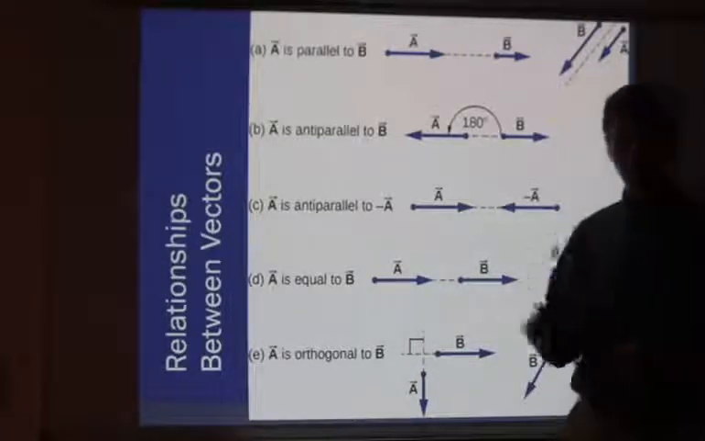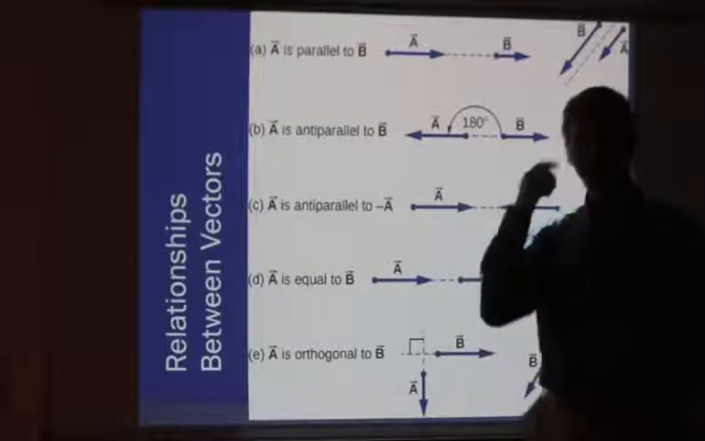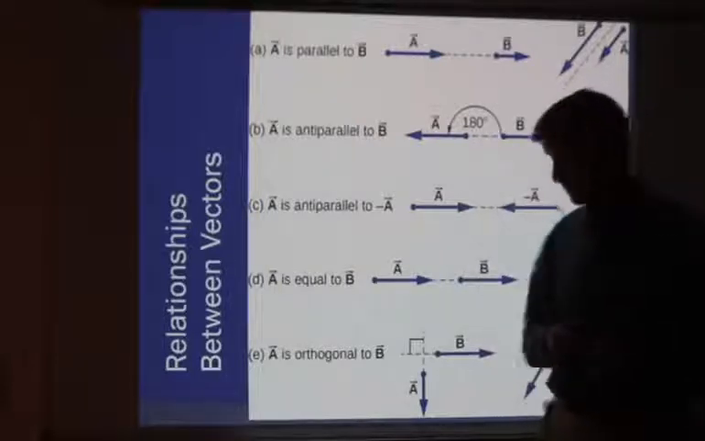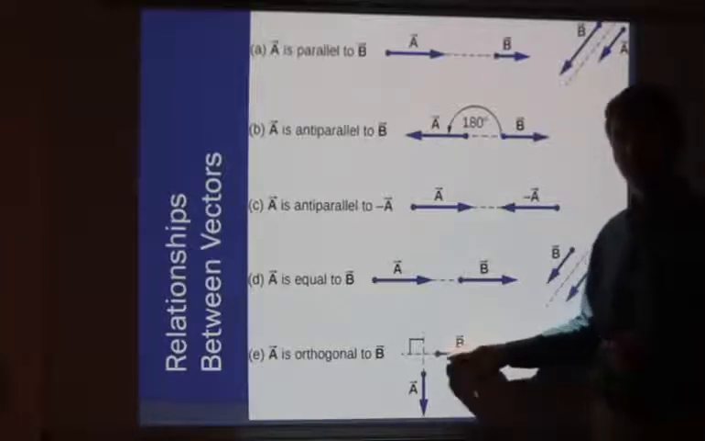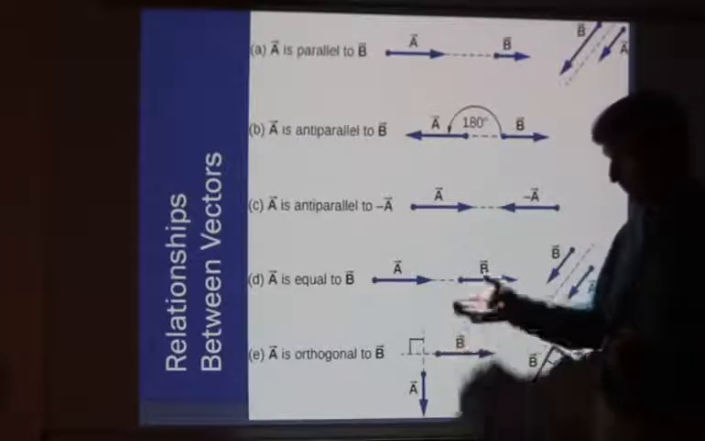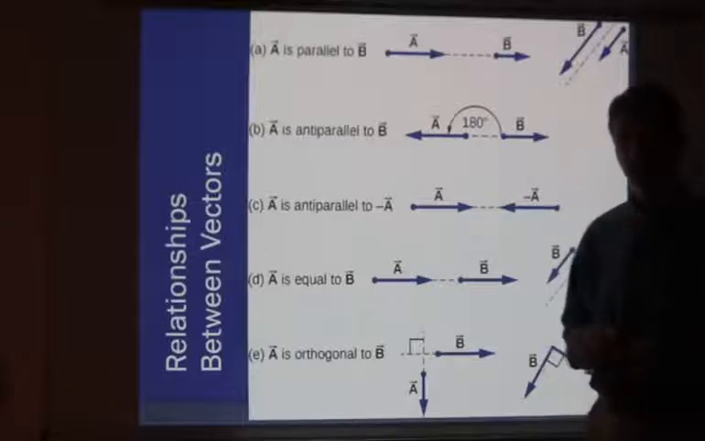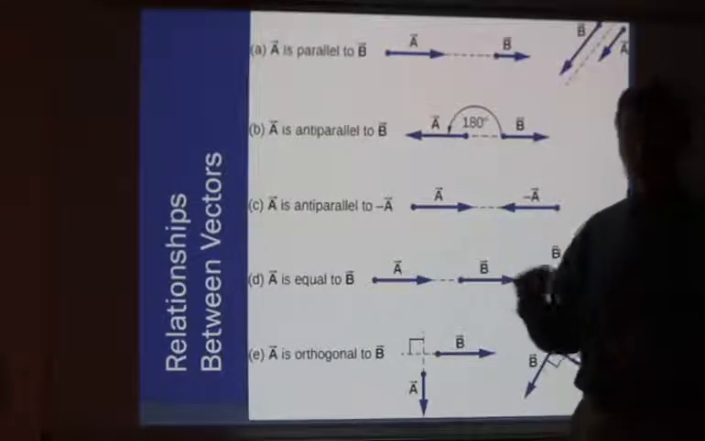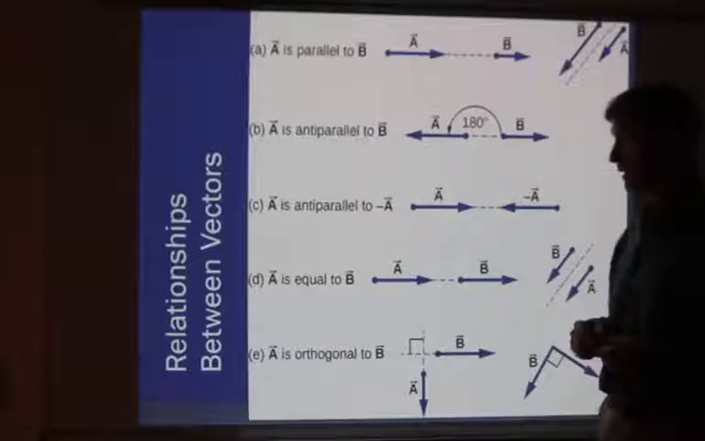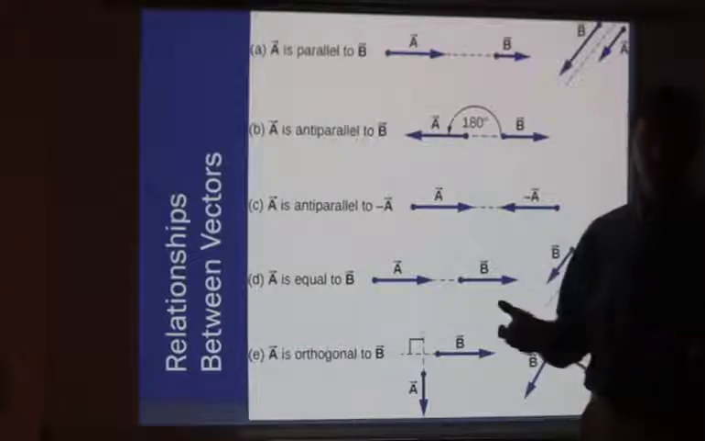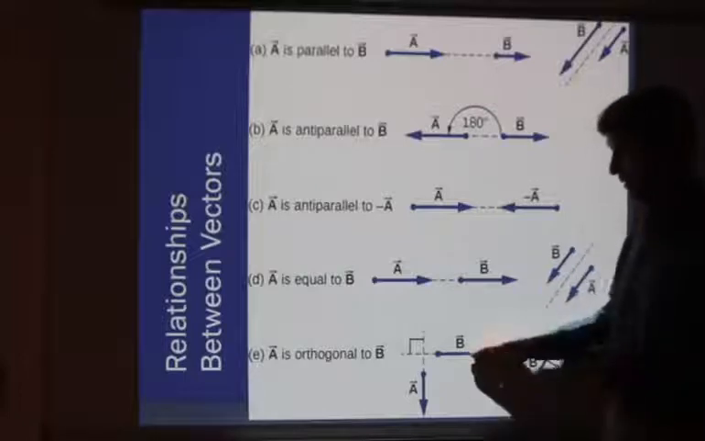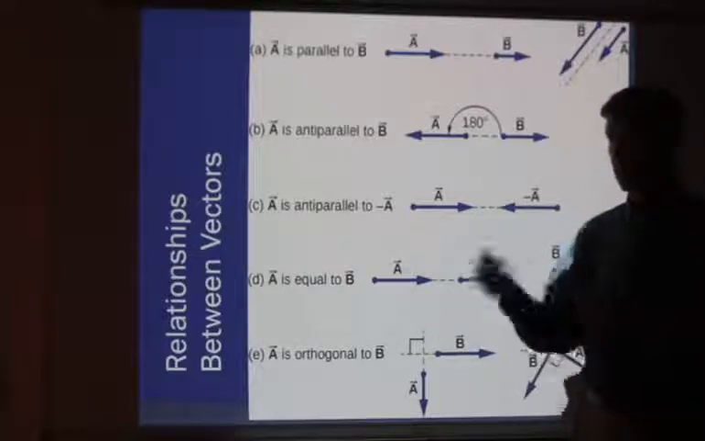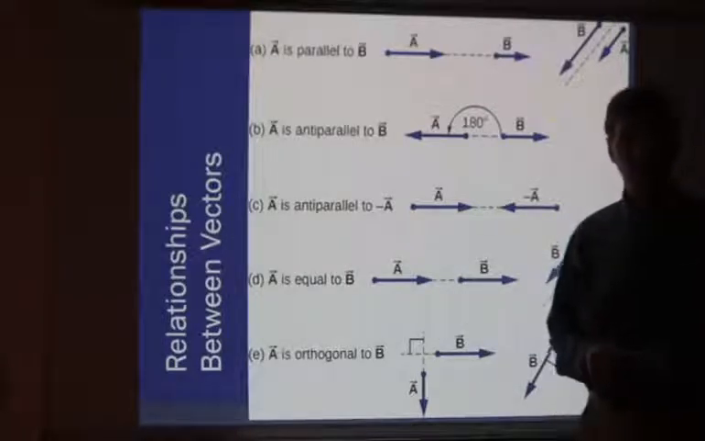Orthogonal. We'll also use this term from time to time. Usually we try to say perpendicular. But if the two vectors, if the two directions are 90 degrees apart, then we use the term orthogonal, which has an even more general term in mathematics. It has to do with linear independence. Okay? But for our purposes, orthogonal just means they're perpendicular to one another.